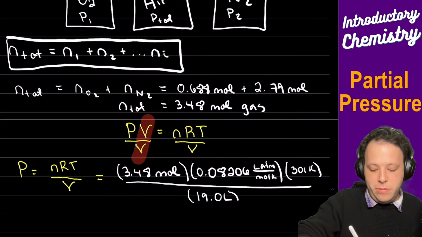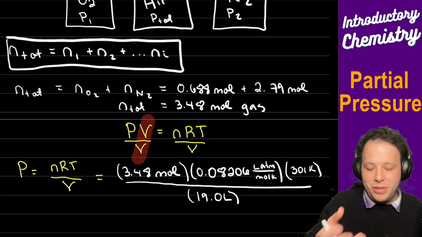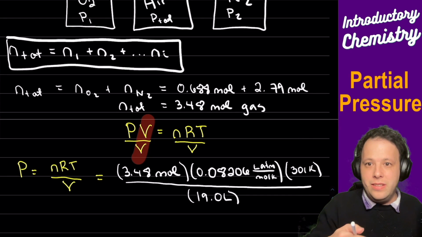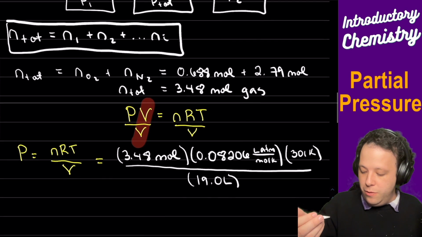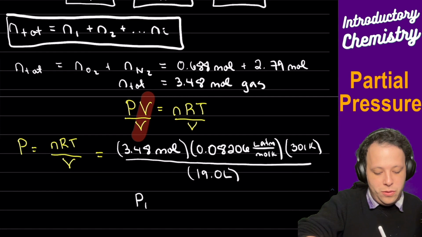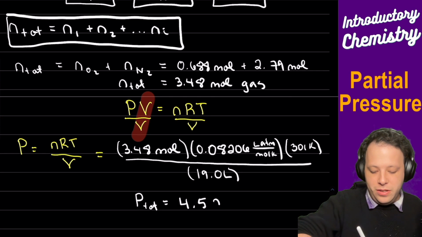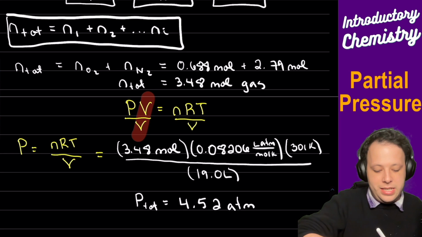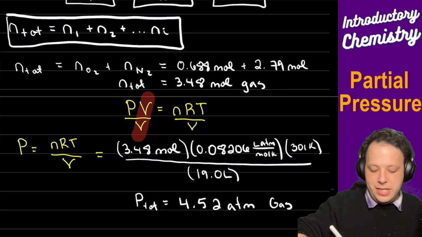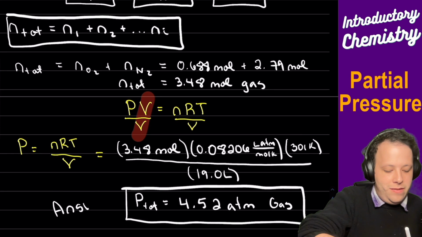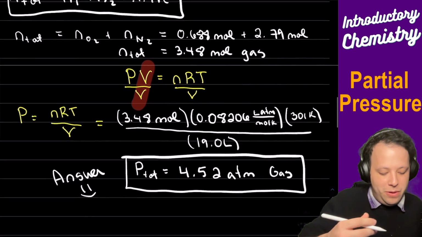Okay, this is a long problem, a lot of moving pieces as we're going through this. So when we solve, we'll do 3.48 times our constant times 301, solve it, then divide by 19. Now, when you do that, you're going to get a total pressure of 4.52 atmospheres of gas. So this is all the gas that's in our sample, and that is our final answer. Fantastic. That's exactly what we want.